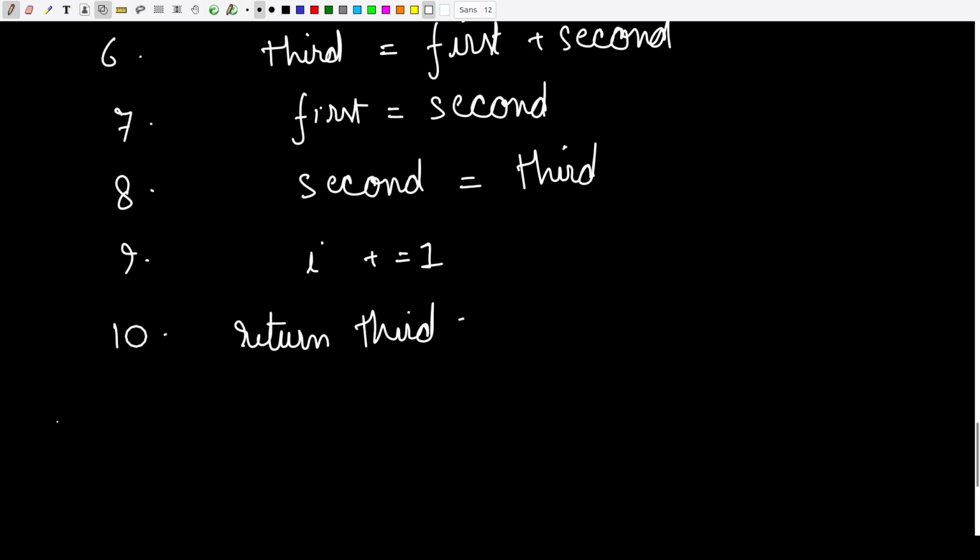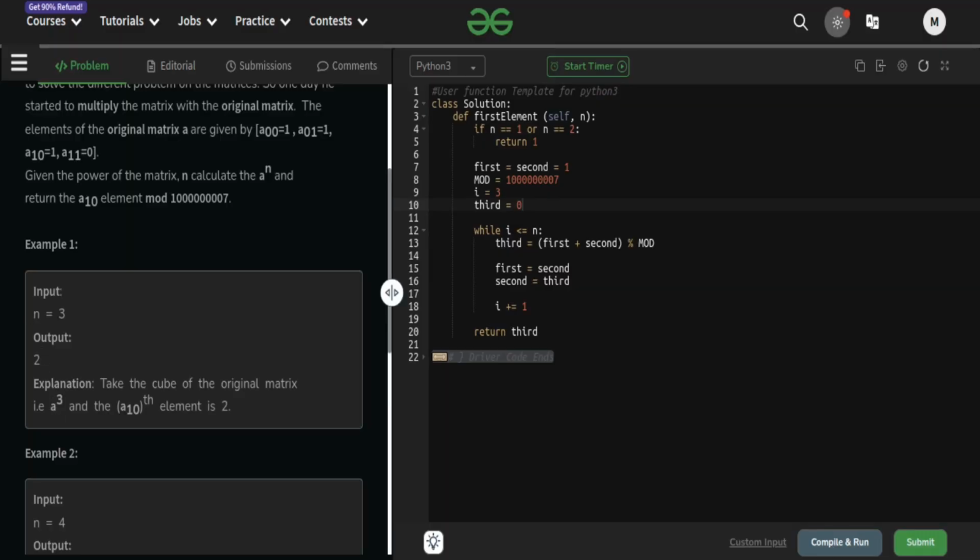So that's the discussion about the solution, folks. Now let us see how we have implemented this in Python. The implementation in Python is the same as what we have discussed in our pseudocode. Over here, if n equals 1 or n equals 2, we are returning 1. Otherwise, we have two variables, first and second, and the initial value is 1.